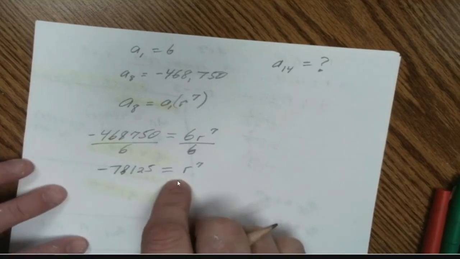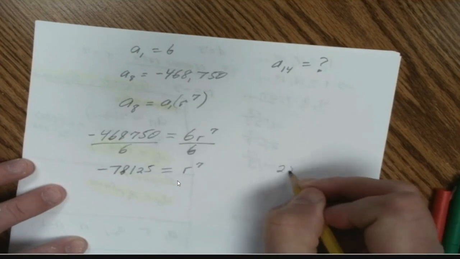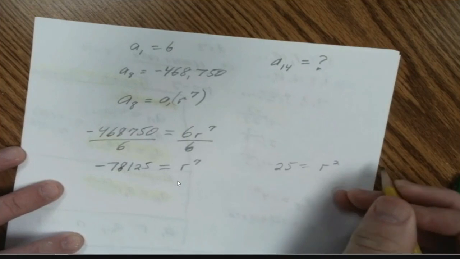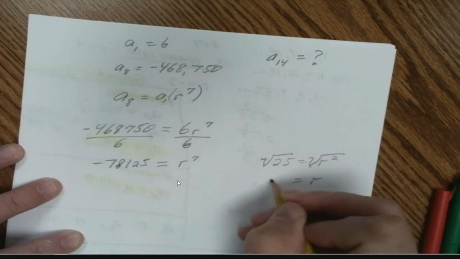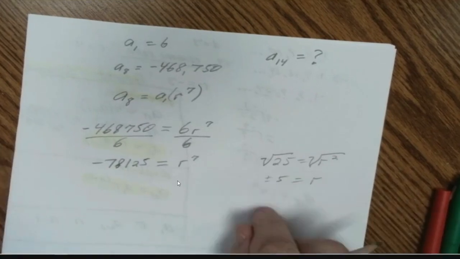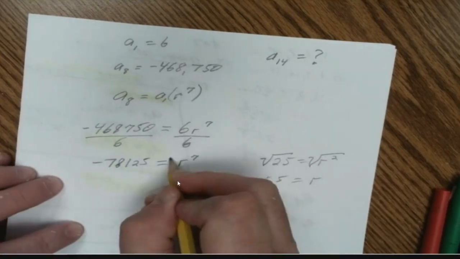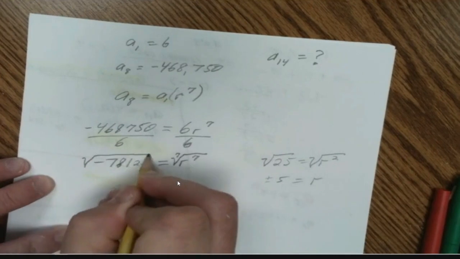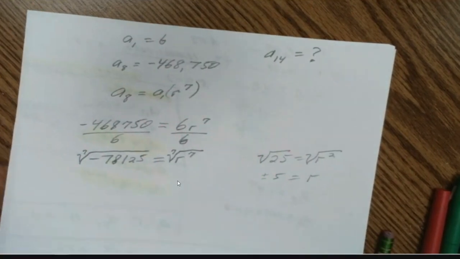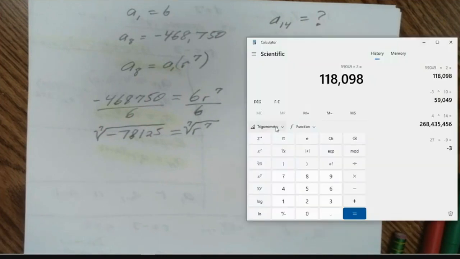How you find that is, if this was 25 equals r squared and we needed to know what r was, we would take the square root of each side, and r would equal plus or minus 5 in this case, because we take the square root since this is squared. Well, since this is to the 7th power, we have to take the 7th root of both sides. So let's see if our calculator, which is a very simple calculator, will do that to that level.